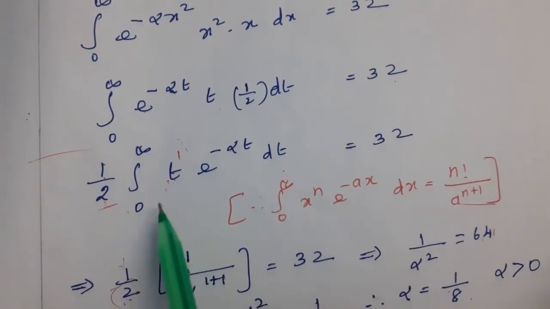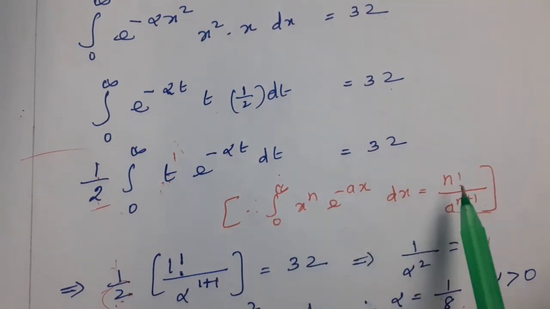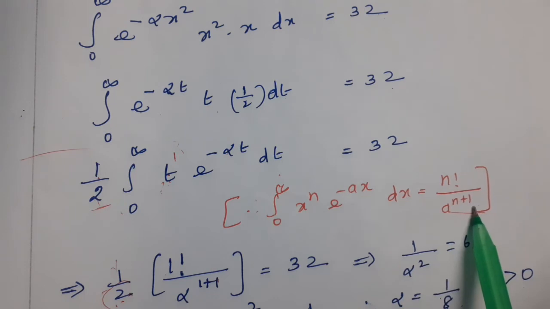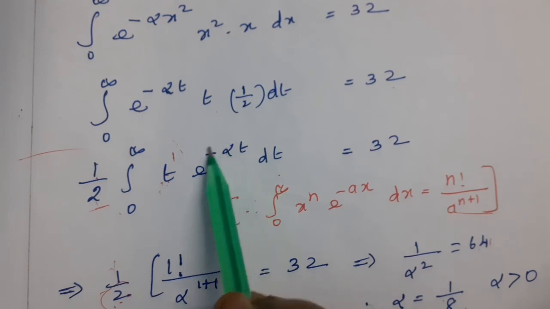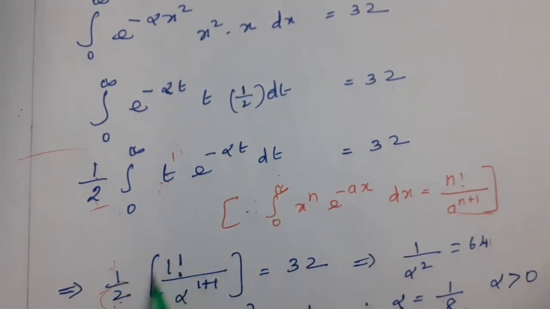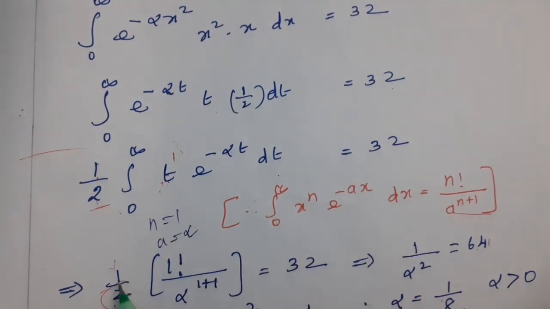What is the form? The question is in the form of 0 to infinity x power n e power minus ax into dx. What is the formula? n factorial by a power n plus 1. Instead of n, here 1. Instead of a, here we have alpha. Substitute the formula: 1 by 2 into 1 factorial by alpha power n plus 1, alpha power 1 plus 1. n is nothing but 1. n equal to 1. What is our a? a equal to alpha. So 1 by 2 into n factorial, 1 factorial by alpha power 1 plus 1, equal to what is the answer given? 32. The question itself gives it.